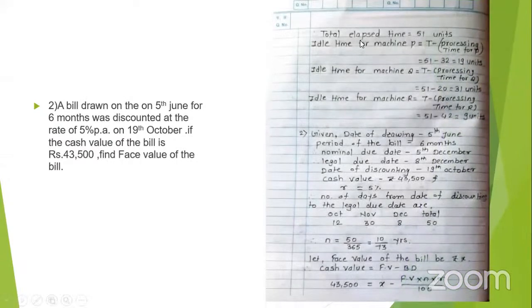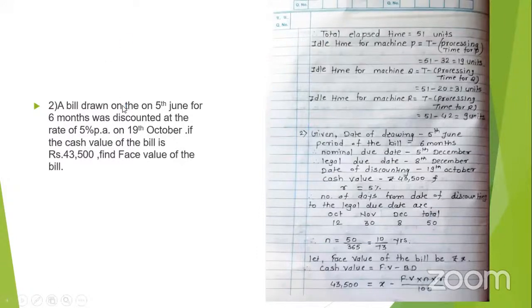So total elapsed time we have to write, and don't forget to write the unit. If you forget to write the unit, even if you are scoring 80 on 80 in the board exam, the mark will be deducted here. Okay, while writing the idle time also, we have to write total elapsed time minus processing time. And to find the idle time, we can use the alternative method too. So the difference method you can also use here to calculate idle time for machine Q and R. So this will be the marking scheme.